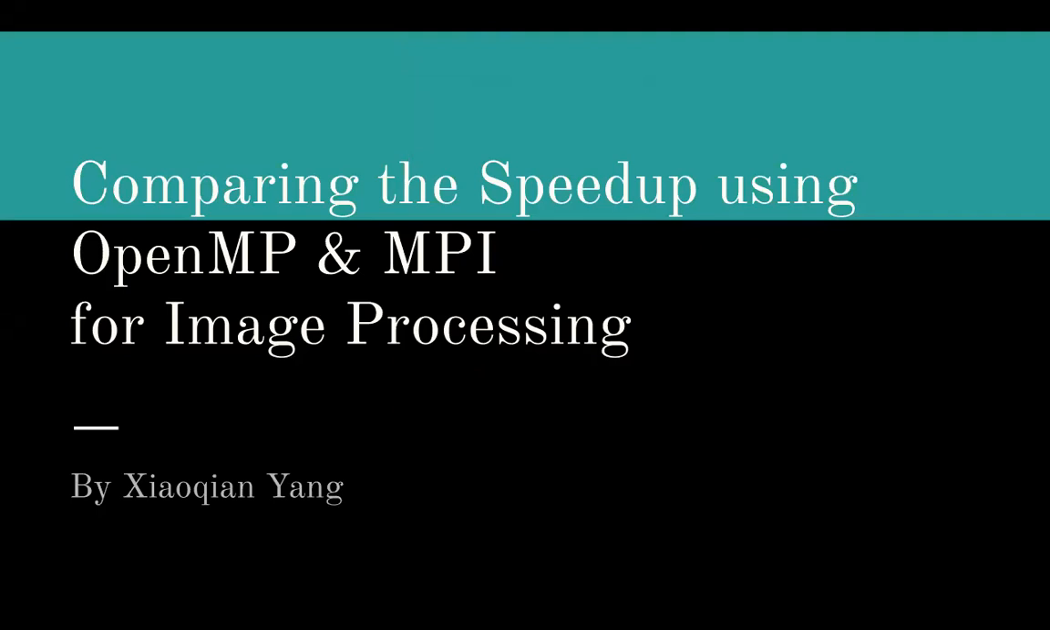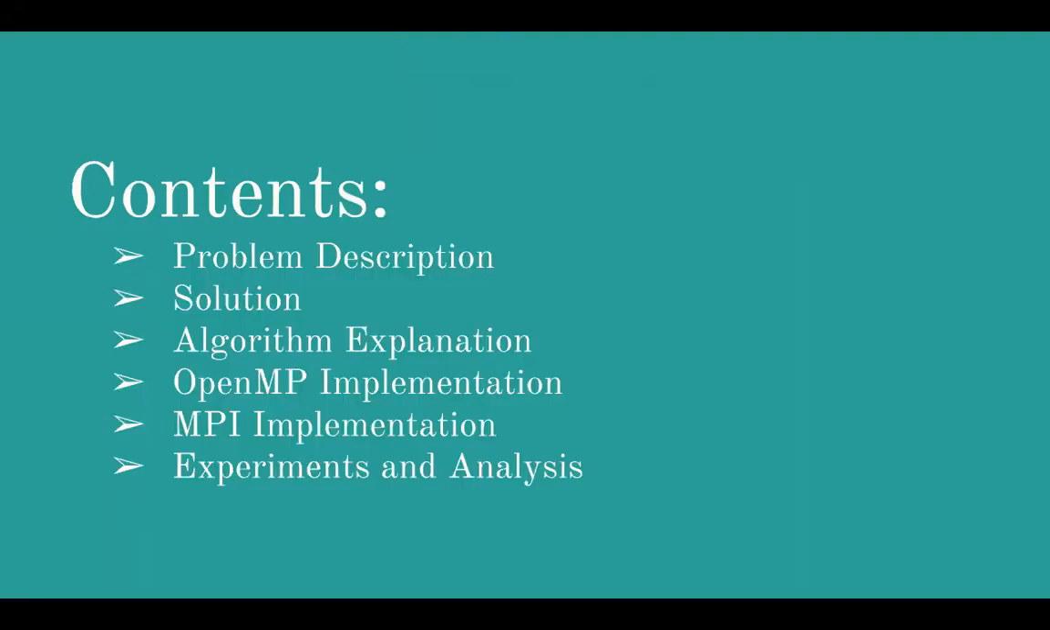The topic I'm going to talk about today is comparing the speedup using OpenMP and MPI for image processing. And the contents we're going to cover today are problem description, solution, algorithm explanation, OpenMP implementation, MPI implementation, experiments and analysis.